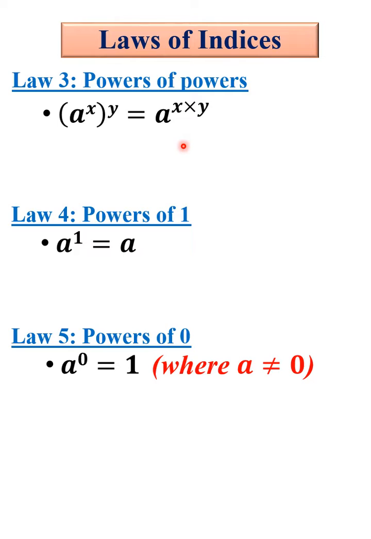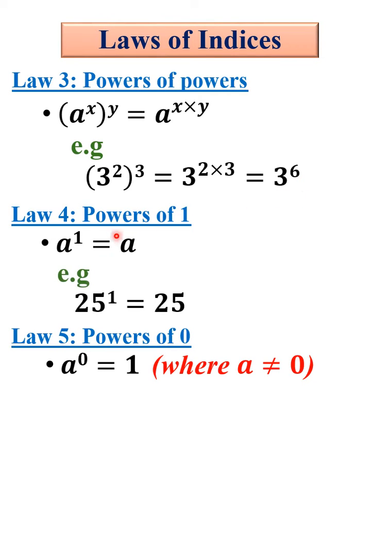This is law 3. Law 3 is the power of a power. If you have a raised to power x and everything raised to power y, it is equal to a raised to power x times y. Let's look at an example. If 3 is raised to power 2 and is further raised to power 3, then we have 3 raised to power 2 times 3. This 2 multiplies 3 at the power, and that gives us 3 raised to power 6.